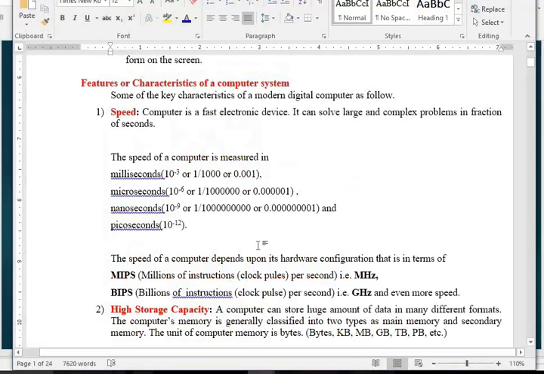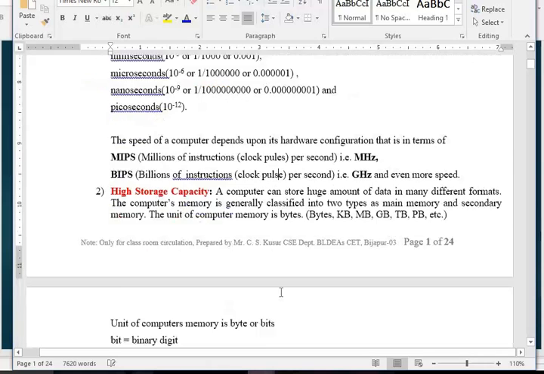This is a good characteristic. That's why in the exam, if you explain speed like this, the evaluator will be happier. That's all. Next, high storage capacity.